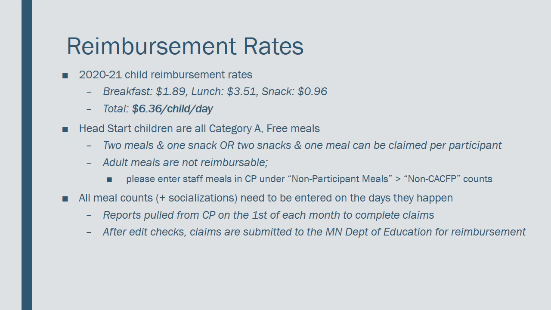Reimbursement rates. Here are the new year's reimbursement rates. It is $1.89 for breakfast, $3.51 for lunch, and 96 cents for snack, totaling $6.36 per child per day. All of our Head Start kids are Category A or free meals category. They are approved for either 2 meals and a snack or 1 meal and 2 snacks.